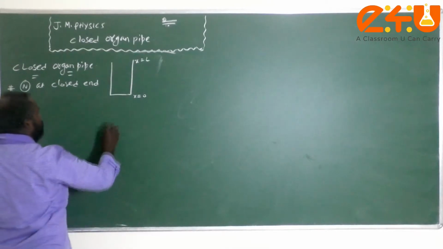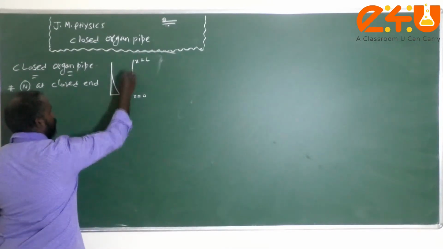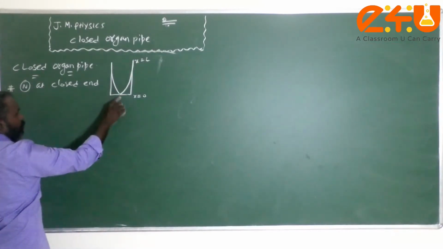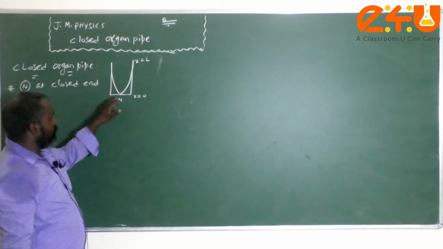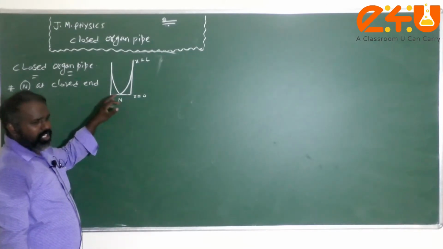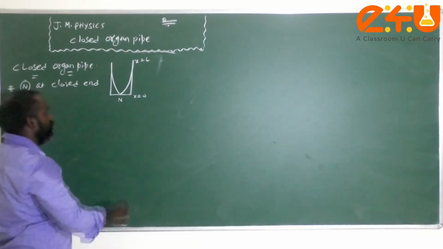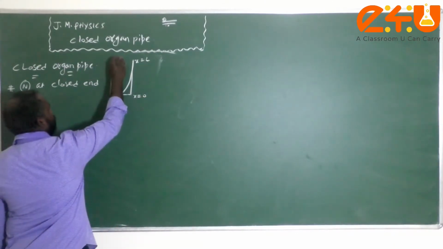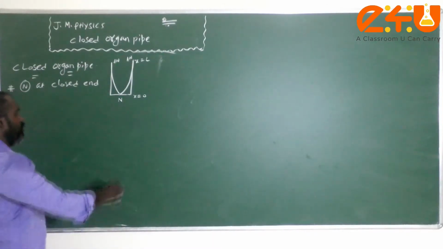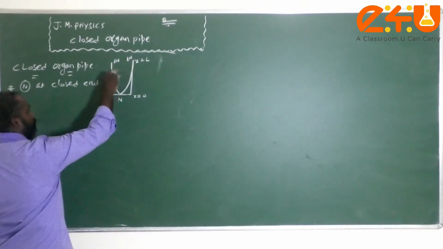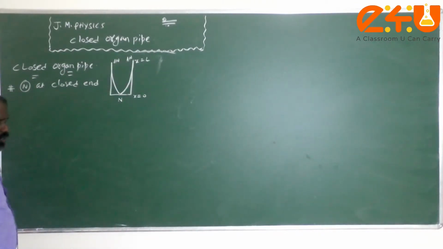Now please see, as per the first point, a node is always formed at the closed end. So this will be a node. We know that a node is where the displacement is 0. The amplitude of the standing wave will be 0, that is called a node, and where it is maximum, that is called an antinode. The overlapping of the incident wave and the reflected wave is nothing but a stationary wave.